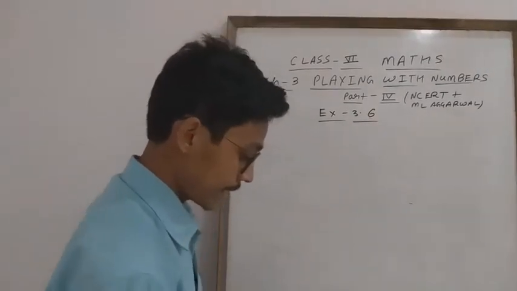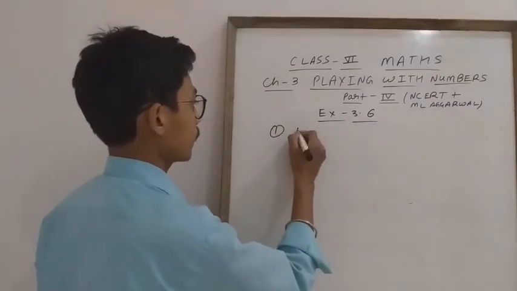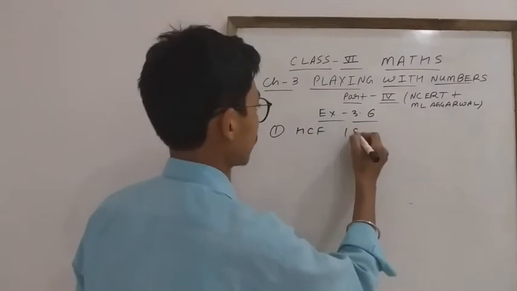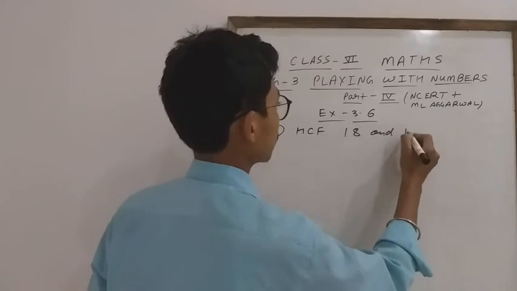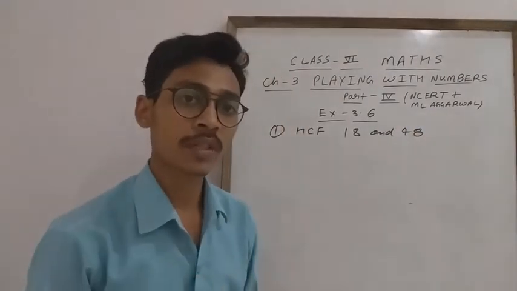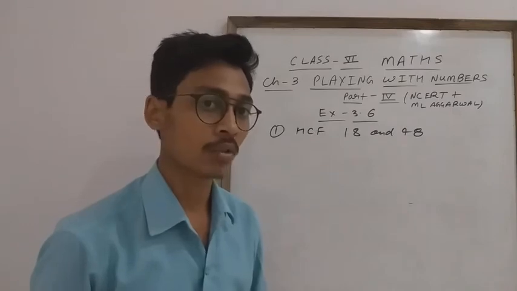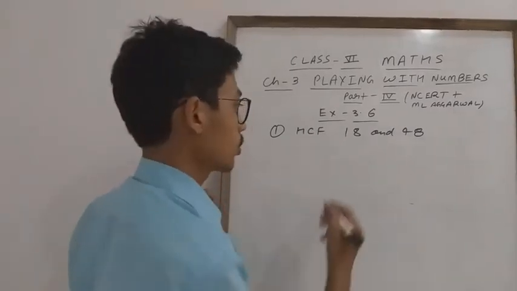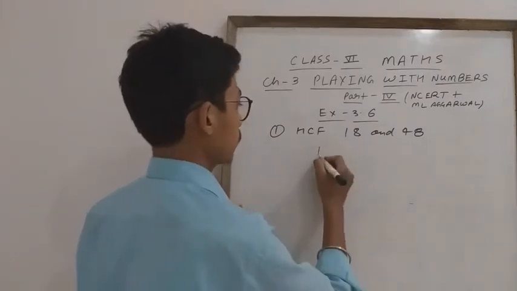It is given, find the HCF. You have to find out the HCF. Clear everyone? Now it is given 18 and 48. In this question it is not mentioned whether you have to use the division method or prime factorization, so you are free to apply any method. Here I am going to use the division method.